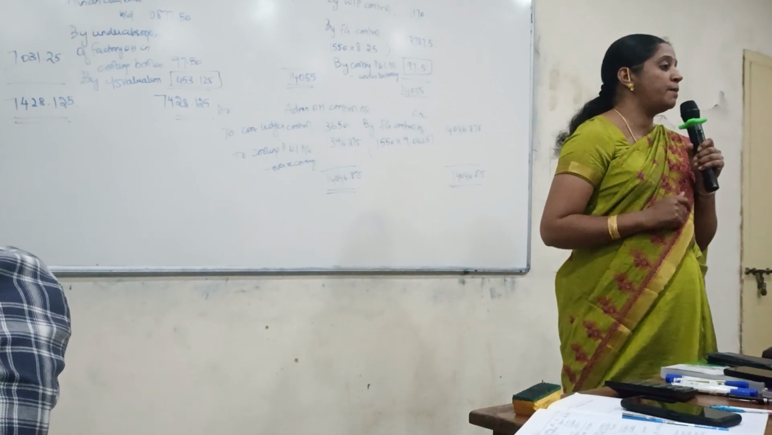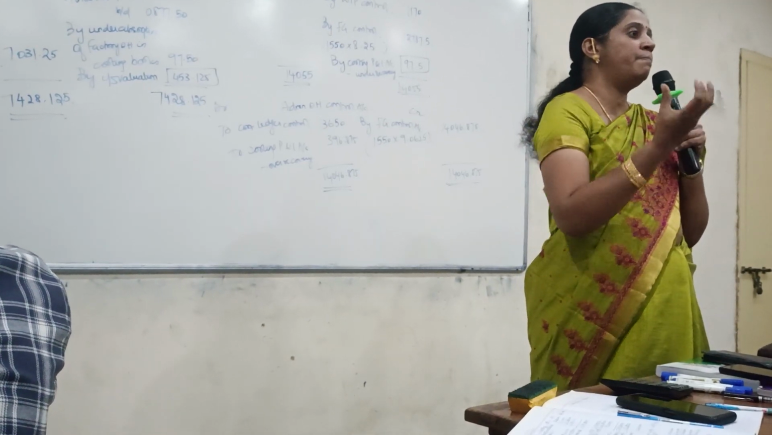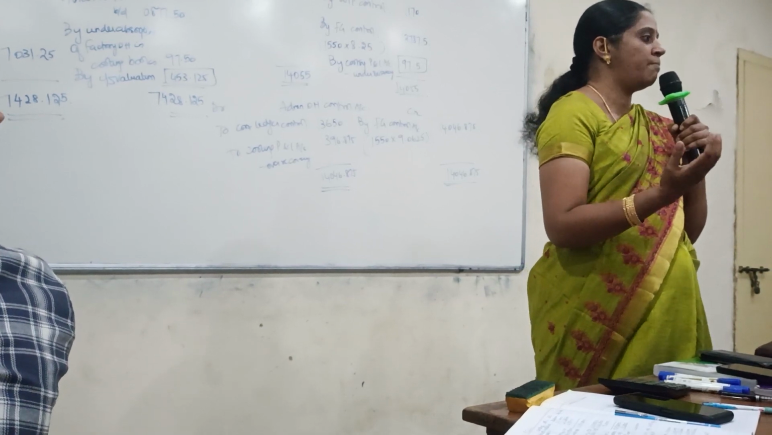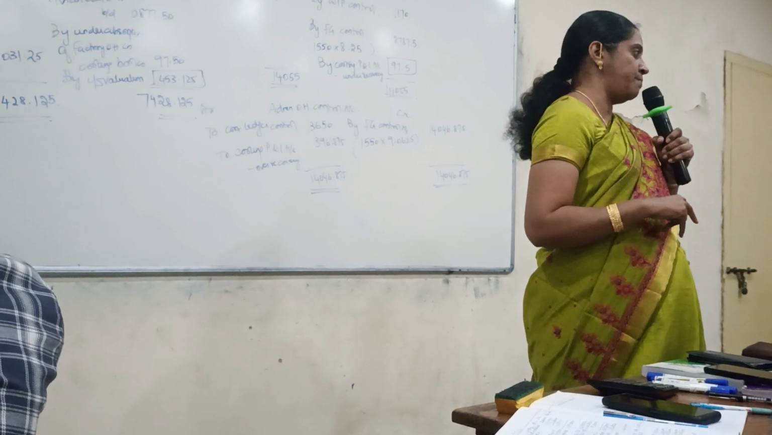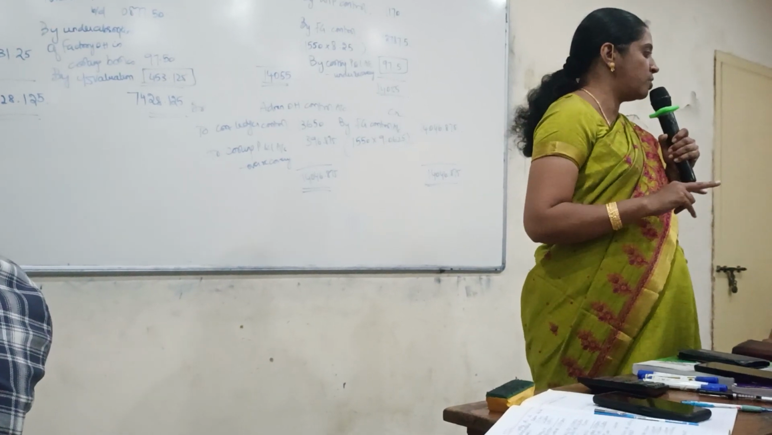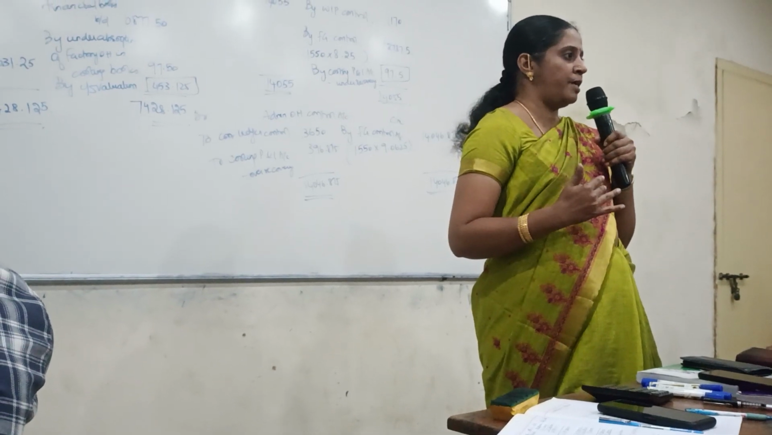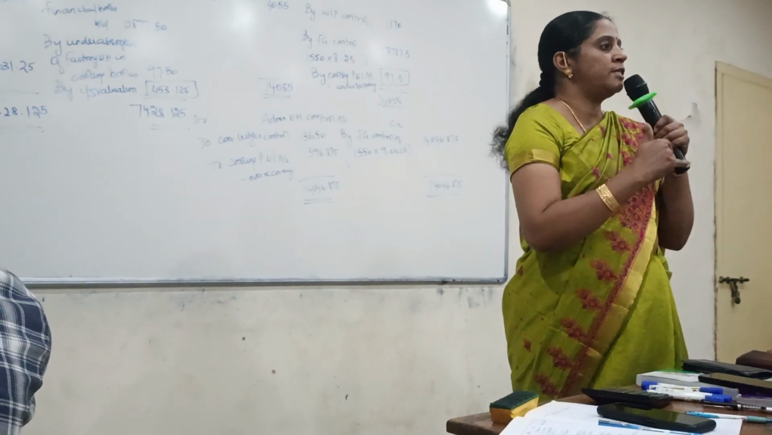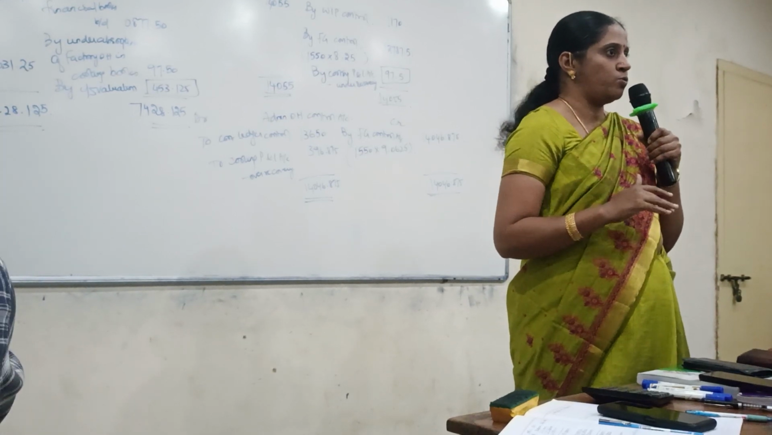Then, with respect to labor efficiency, when a laborer is more efficient, he will be paid less basic wage because he completes the task earlier. So, when they have given you about efficiency percentage, it should be always 100 in the numerator. If it is a lesser efficiency, it will be a lesser number in the denominator. If it is a higher efficiency, it will be a higher number in the denominator. With that, the cost sheet chapter was over.